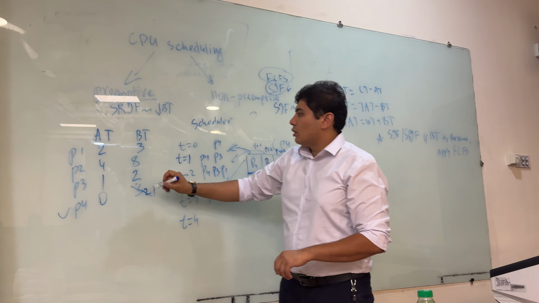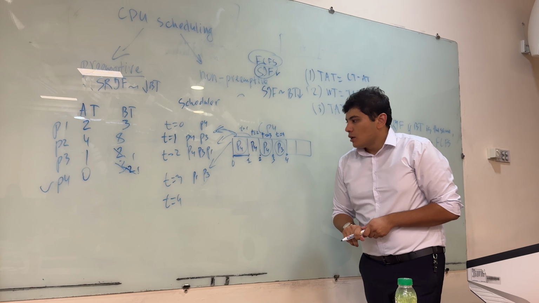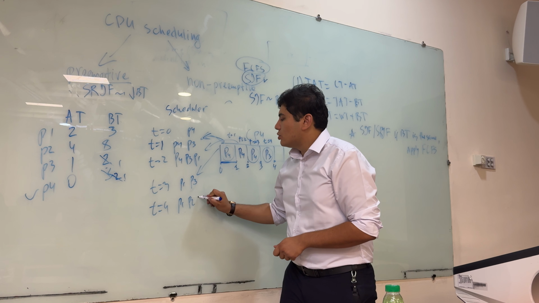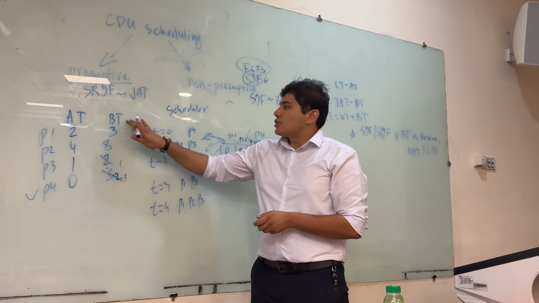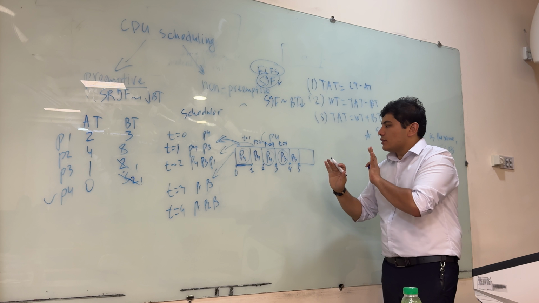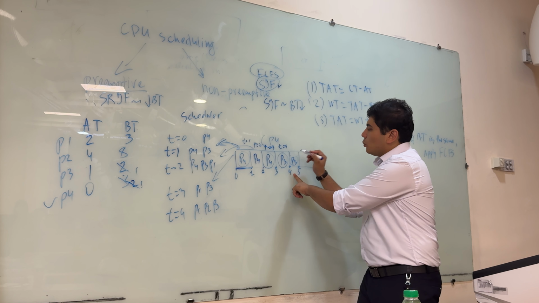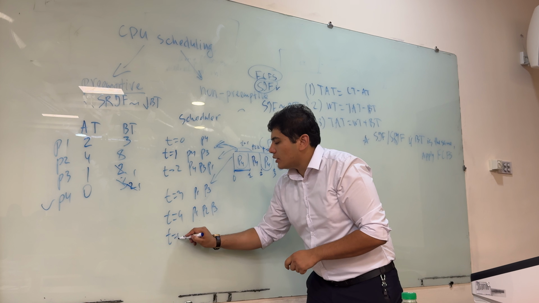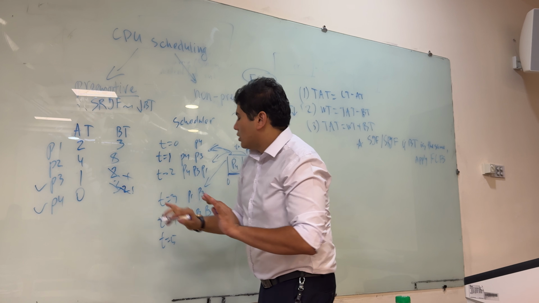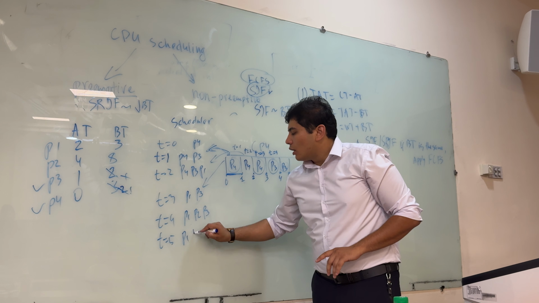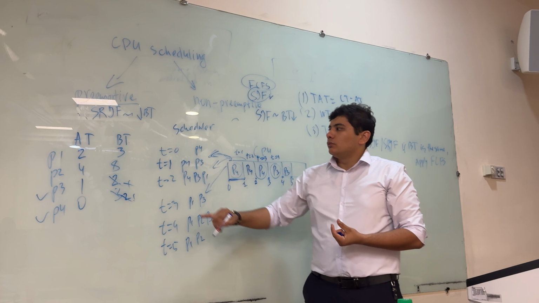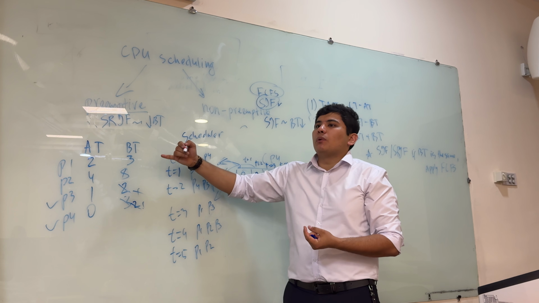P3 will have 1 unit remaining. So when time is 4, we have all of them, P1, P2, and P3. Out of all these 3, who has the least burst time? P3. P3 will run 1 more time, till 5. After 1 second, it's still going to be kicked out, and P3 is gone. So when time is 5, we have only P1 and P2. Out of these 2, choose the one with the least burst time. Where's the least burst time? P1, right?